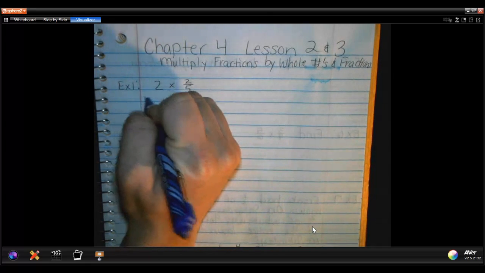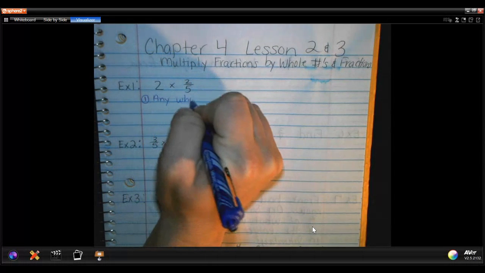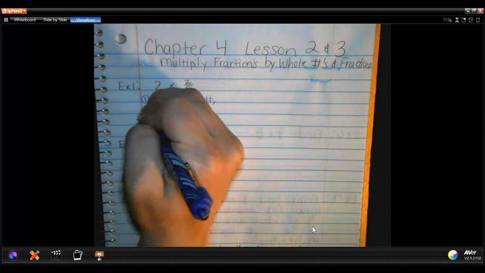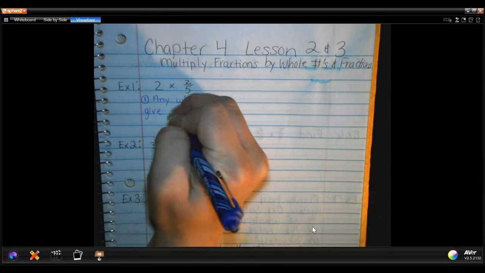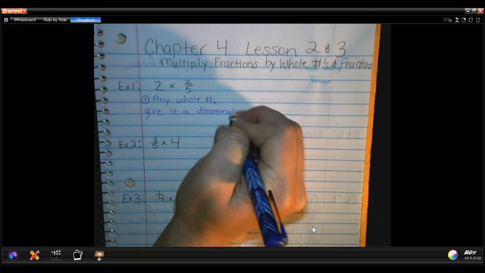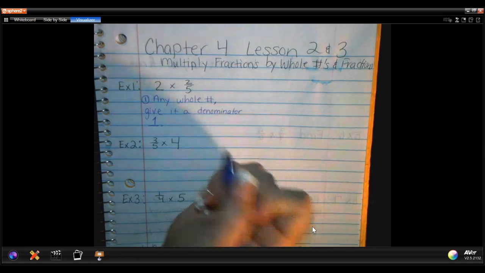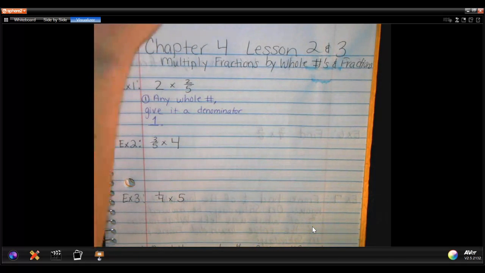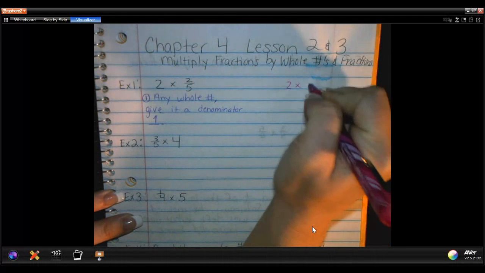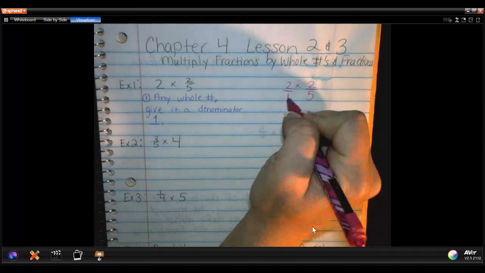The first step we want to do is give any whole number a denominator of 1. Remember, the denominator is the bottom number, so we're going to put a 1 at the bottom. If I rewrite this problem, I'm going to have 2 times 2 fifths. Again, I'm going to put a 1 at the bottom of that whole number.